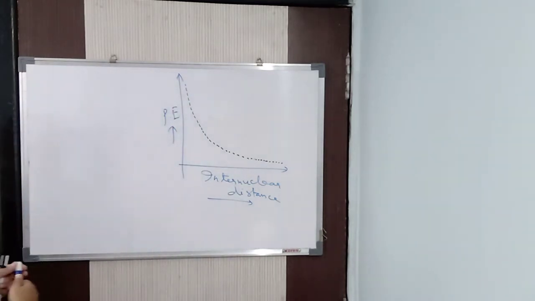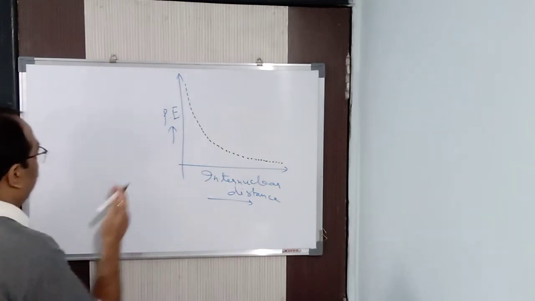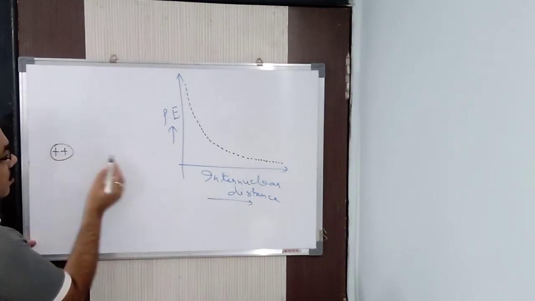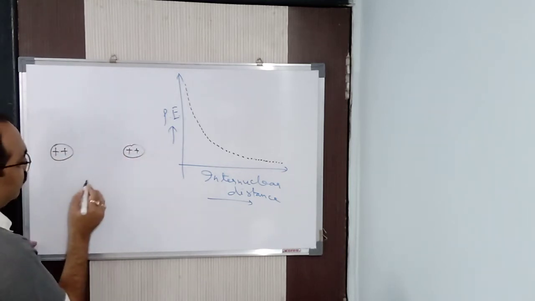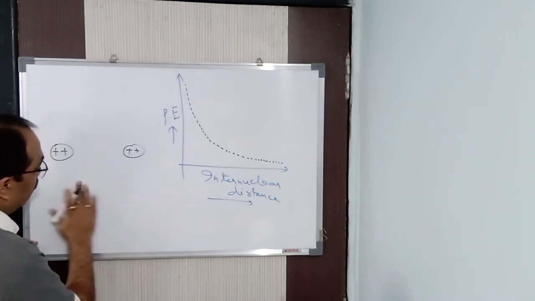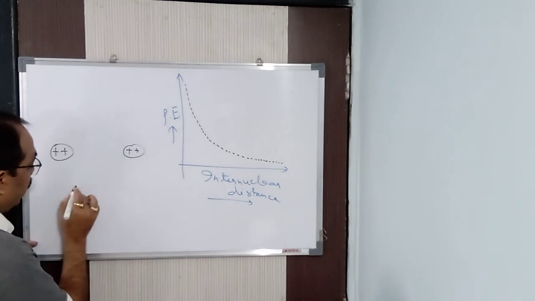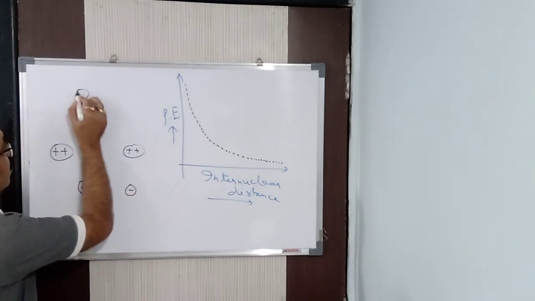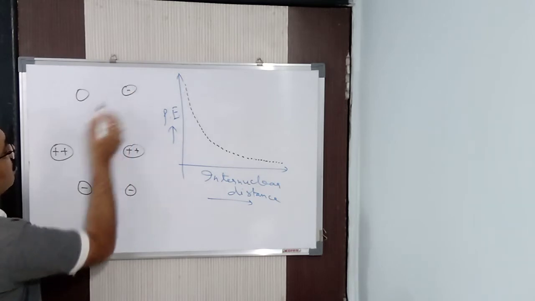Now we will understand it in one more way. Like in hydrogen, here also we will do the same thing. We have a nucleus which contains two positive charges, here also two positive charges, and we have two electrons. Let me make it a little bit far apart so that I can draw the lines. Yes, two electrons here and two electrons here.